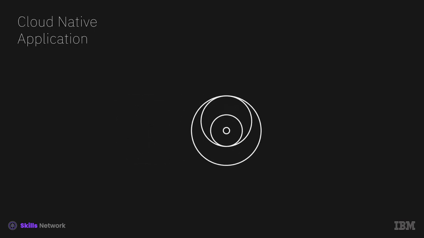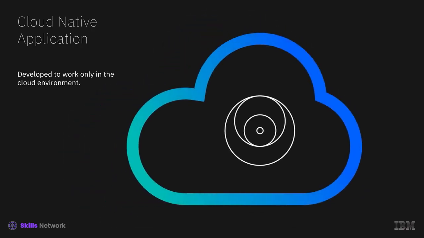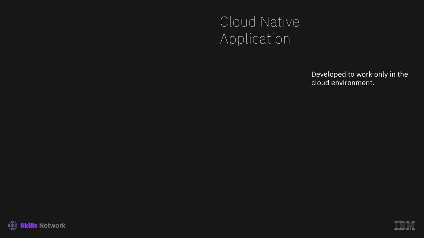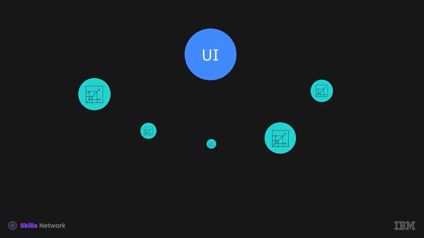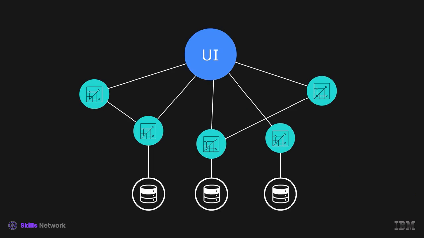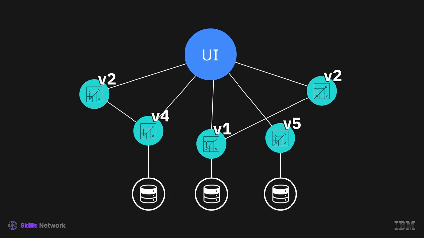Simply put, a cloud-native application is an application developed from the outset to work only in the cloud environment, or an existing app that has been refactored and reconfigured with cloud-native principles. A cloud-native application consists of microservices working together as a whole to comprise an application, yet each can be independently scaled and iterated through automation and orchestration processes.